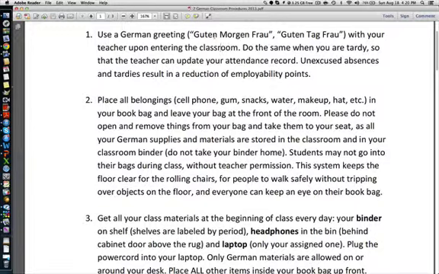This system keeps the floor clear for the rolling chairs, for people to walk safely without tripping over objects on the floor, and everyone can keep an eye on their book bag.